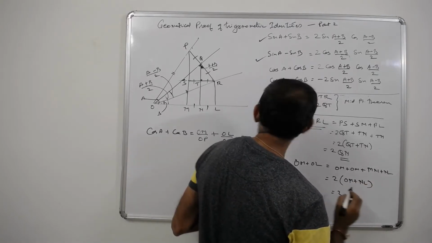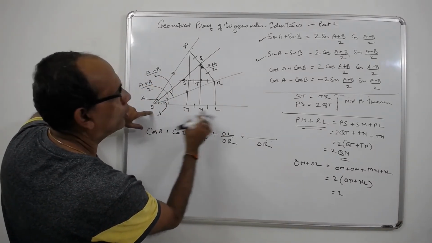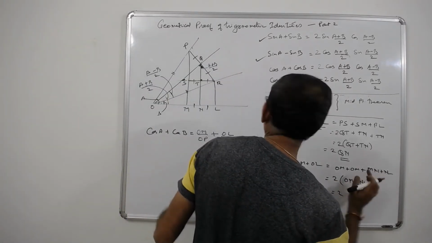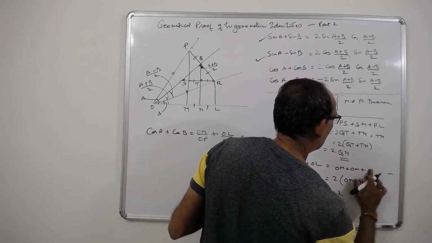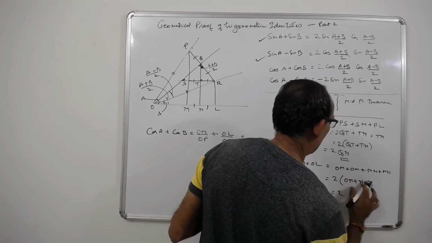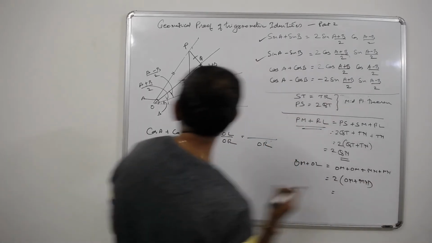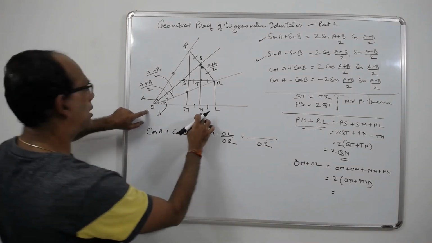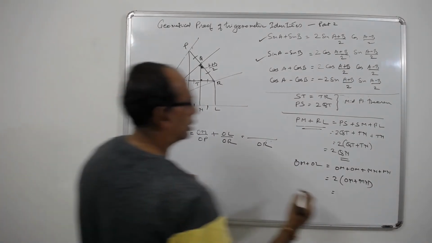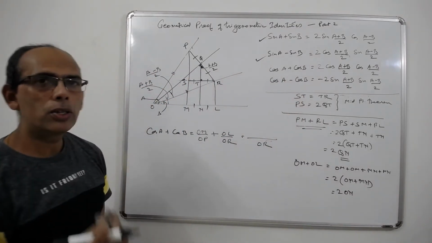So that's equal to 2 times OM plus MN. I have to say MN, right? Because it's not NL. So 2 times OM plus MN. That's equal to 2 times OM. I'll say this once again. Maybe I was too fast.